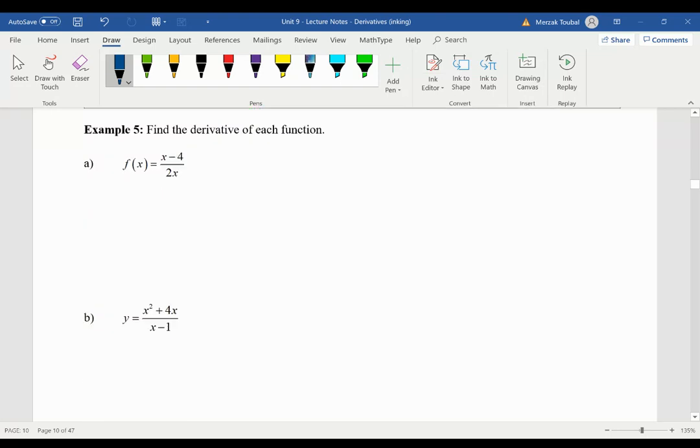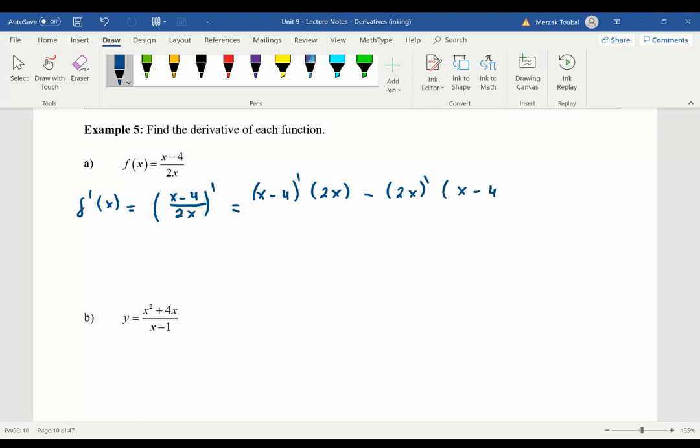I'm going to show all the work. So we do f prime of x, which is the derivative of (x minus 4) over 2x. The formula says take the derivative of the function on the numerator times the function on the denominator minus the derivative of the function in the denominator times the function in the numerator as is, unchanged. All this divided by the function in the denominator squared.